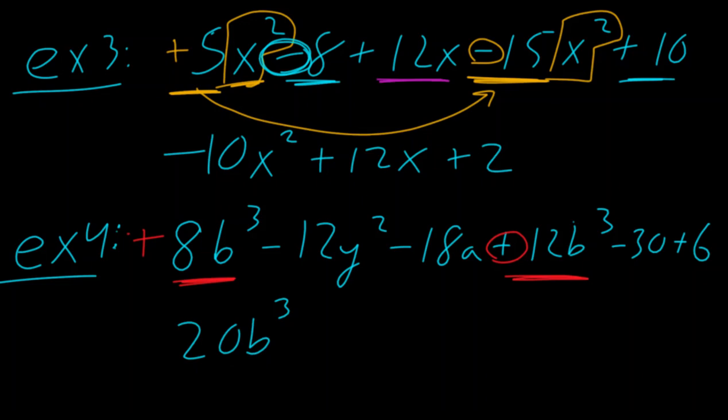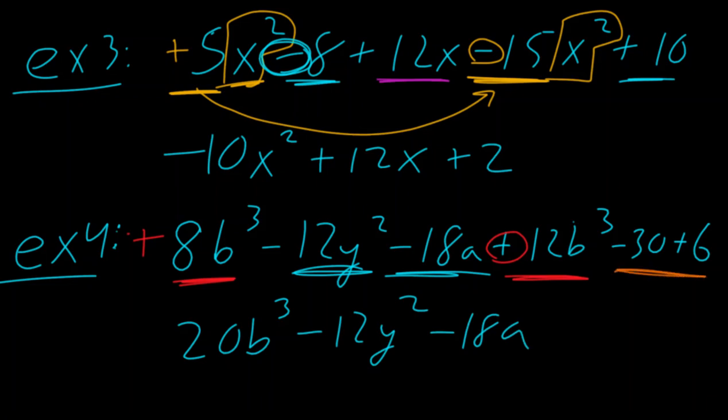Now, since I've started out with b's, I would look for any more b's. I don't see any. And the next highest degree that I see is actually this y squared. Do you see any more y squareds? No, so we just drop that down, minus 12y squared. How about right here, we have this minus 18a. Are there any more a terms? No, so minus 18a. However, here we do see negative 30 plus 6.